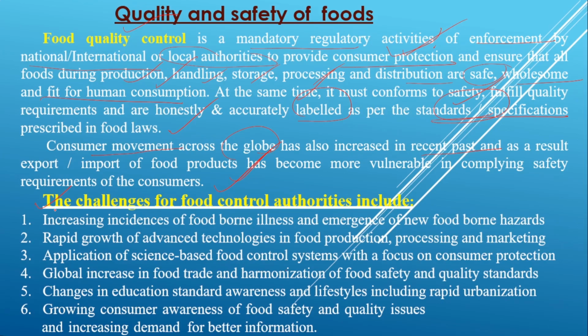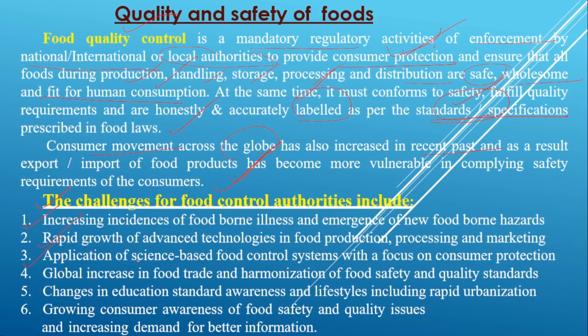Challenges for food control authorities include the increasing incidence of foodborne illness and emergence of new foodborne hazards. What it means is there are more cases of illness caused by contaminated food, often due to new pathogens or changes in food handling practices. Next, the rapid growth of advanced technologies in food production, processing and marketing. Innovations in food production, such as genetically modified food or nanotechnology, require updated regulations and monitoring.